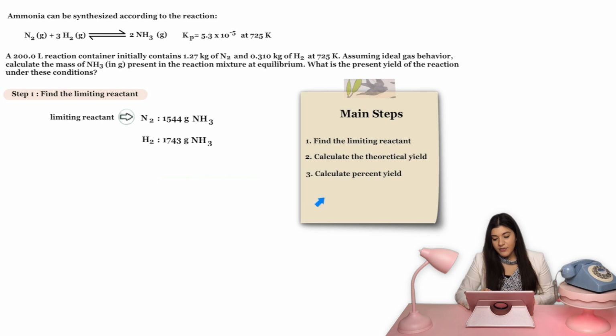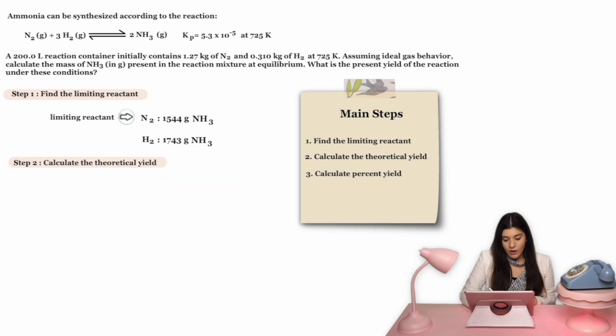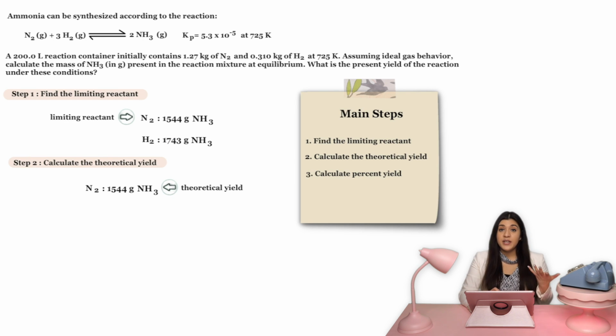Next, I'm going to identify the theoretical yield. And luckily, we already did this. So remember that your theoretical yield always comes from your limiting reactant. Whatever your limiting reactant produces is your theoretical yield. So we found our theoretical yield already because we found how much our limiting reactant was going to produce when we were looking for which one is the limiting reactant. So this is our theoretical yield.